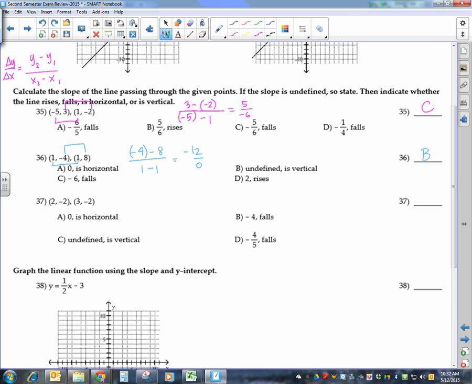All right, next one. And then I have to pause again because the bell is going to ring. So again, negative 2 minus negative 2 on top, and 2 minus 3 on bottom gives me 0 over negative 1. Put it in your calculator, you'll find out it's 0, so my line is horizontal. Okay, I have to pause now. I will pick up in a bit.